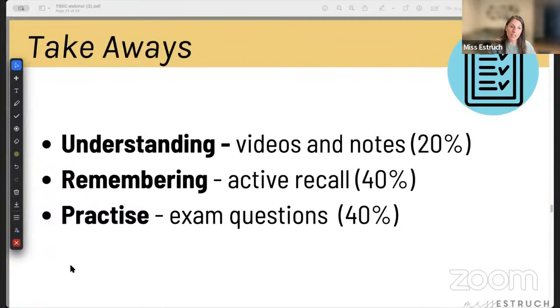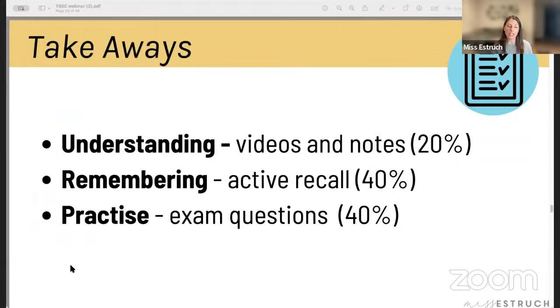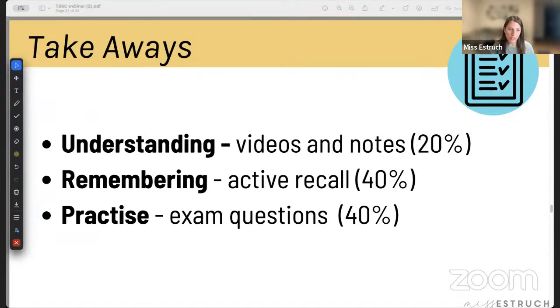Okay, so there we go. That is your revision strategy. We've gone through that. These are the 3 steps you should be taking. That's the proportion of time you should be spending on each step. And I've given you an example of how you go about doing the understanding, the remembering, and practicing. So hopefully you now feel a lot more aware and confident of what you should be doing for your revision, how you should be doing your revision as well.